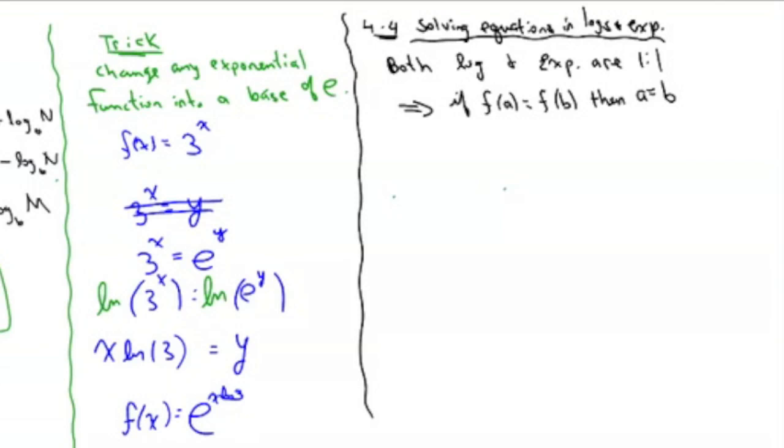This is a special property of 1 to 1 functions. If their y values are equal to each other, their x values have to be equal to each other. And that allows us to solve these type of equations. 4 to the 2x minus 3 is equal to 8 to the x plus 4.